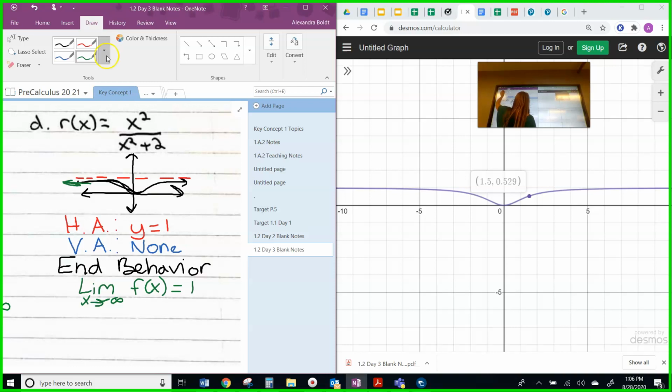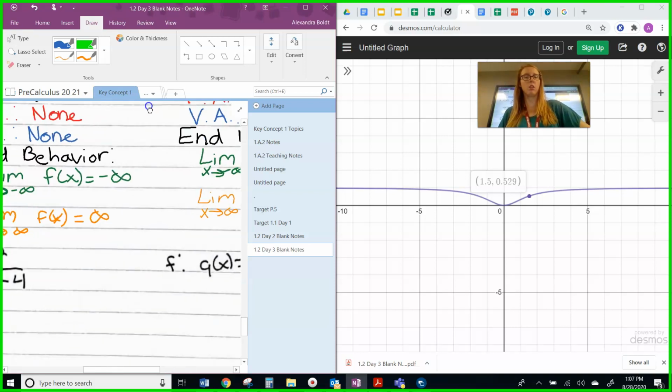Okay. Same thing on the other side. Where is this arrow going towards? Oh, it's going towards, same idea, right? 1. It's getting closer and closer to that line, even though it's never going to touch it.